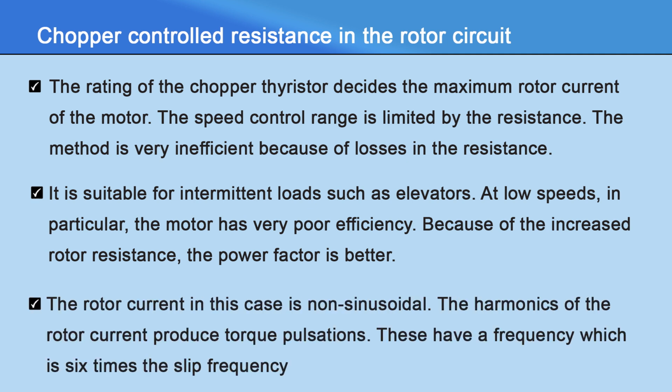The rotor current in this case is non-sinusoidal. The harmonics of the rotor current produce torque pulses. These have a frequency which is 6 times the slip frequency. The maximum torque developed is decided by the current carrying capacity of the chopper.